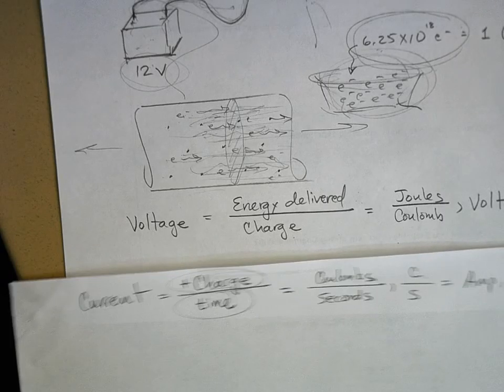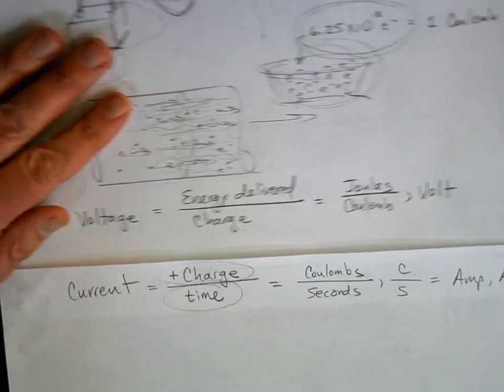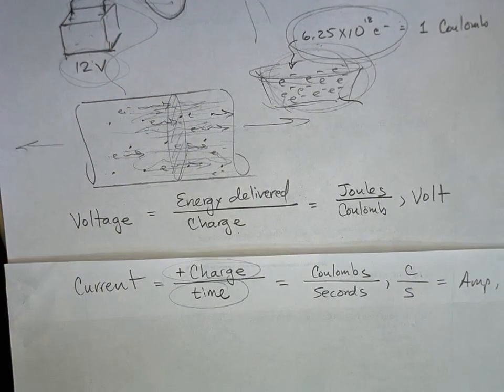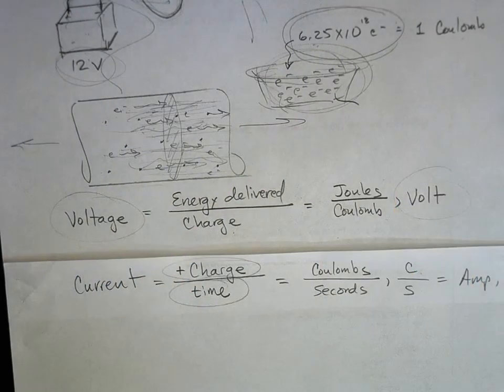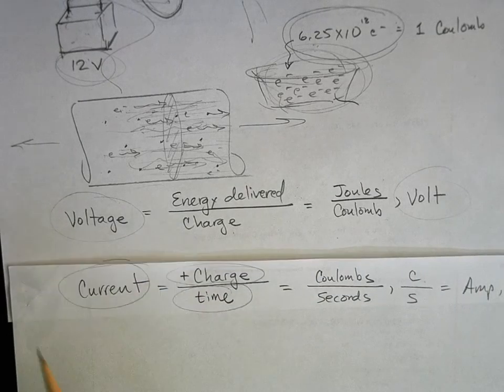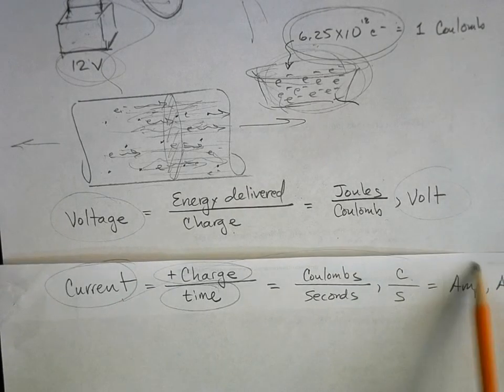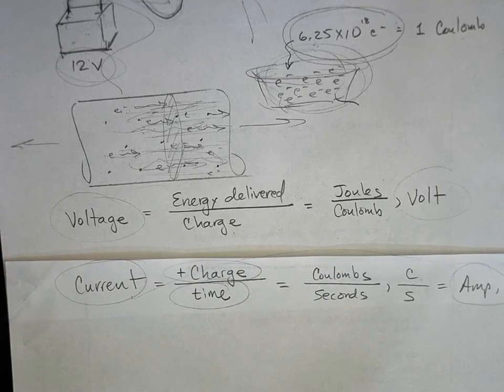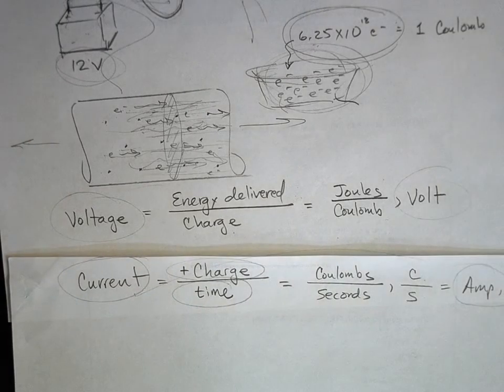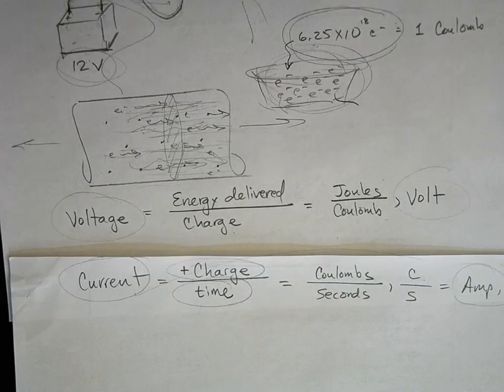Okay, here we go. So we've got voltage measured in volts, and it's a joule per coulomb. We've got current that is now measured in amps. Okay, we're now ready to define our final quantity for the day, and that is resistance.